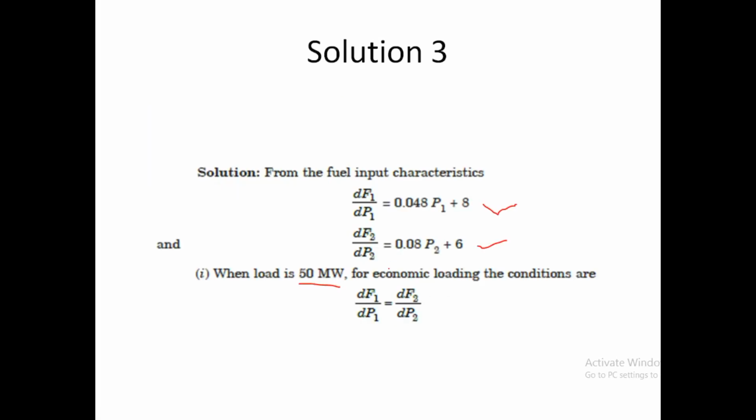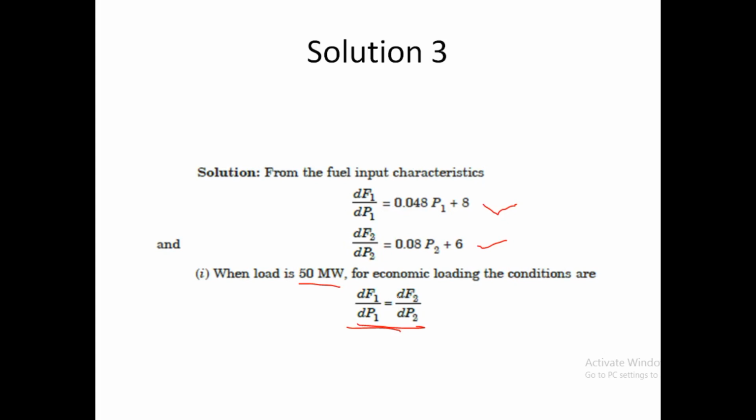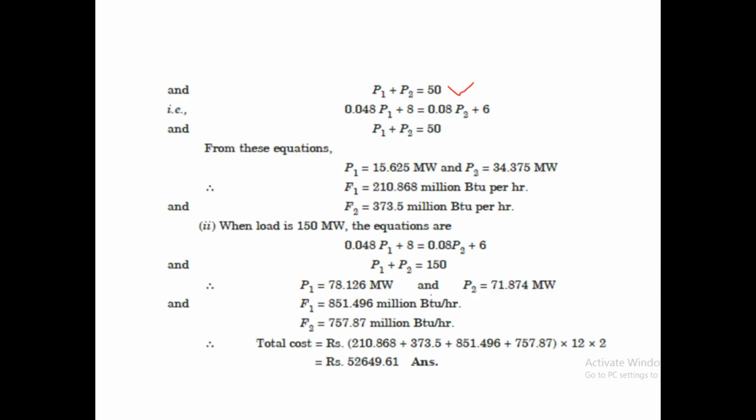If it is 50 megawatt, in both cases dF1 by dP1 equal to dF2 by dP2, but P1 plus P2 will become 50. That is the only change. And considering this dF1 by dP1 equal to dF2 by dP2, then you will be getting this relation, 0.048 P1 plus 8 equal to 0. So you will be getting P1 plus P2, and considering these two are solved, then you will be getting 15.625 and 34.375, and substituting in the fuel cost equations you will get these relations.